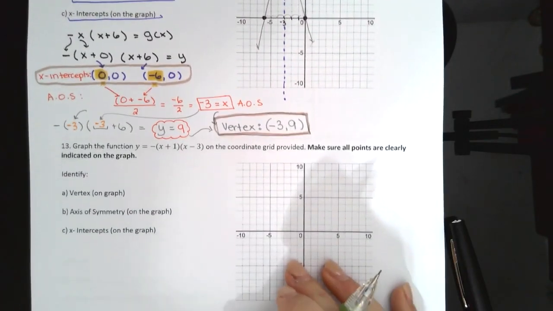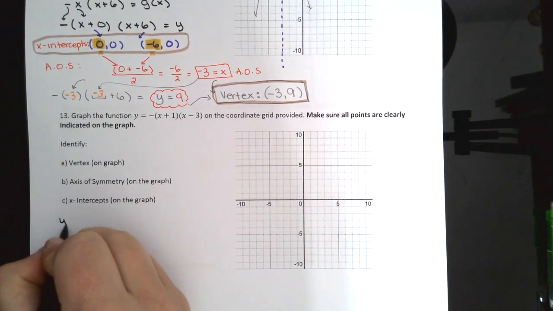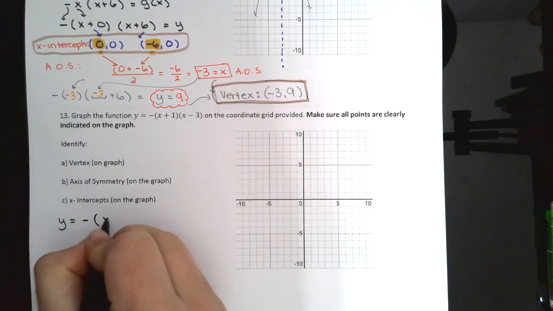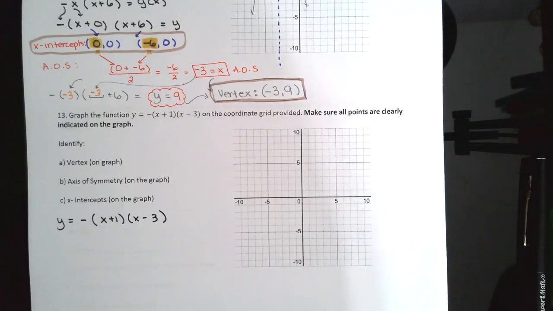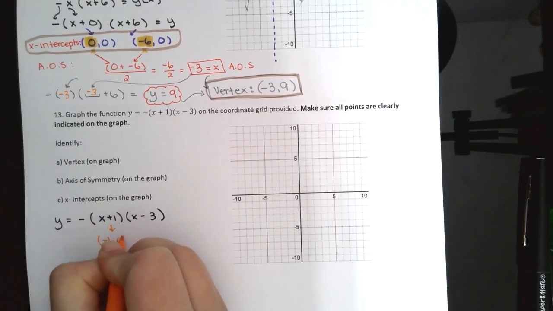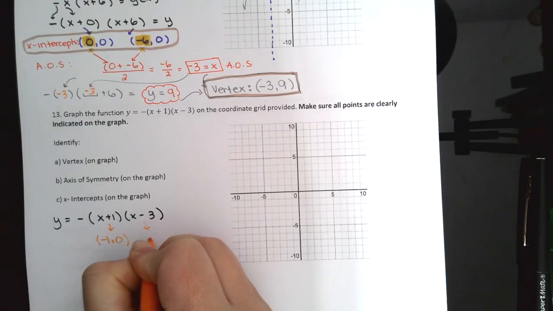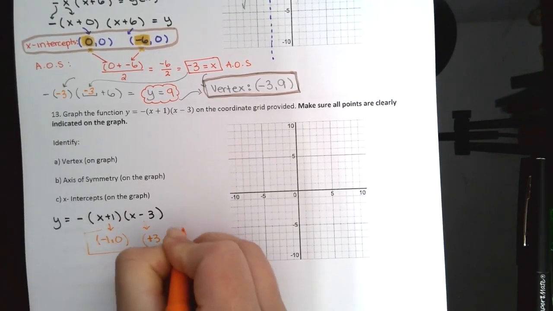Let's go ahead and graph intercept form again. Nothing missing on here. We got y is equal to negative, open, x plus 1, x minus 3. Start off with your x-intercept, so opposite of what you see. I see negative 1 comma 0 here, and I have positive 3 comma 0 here. These are your x-intercepts. These are important.